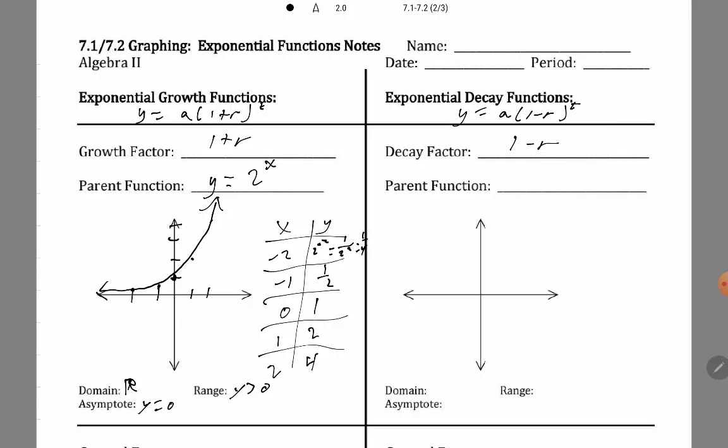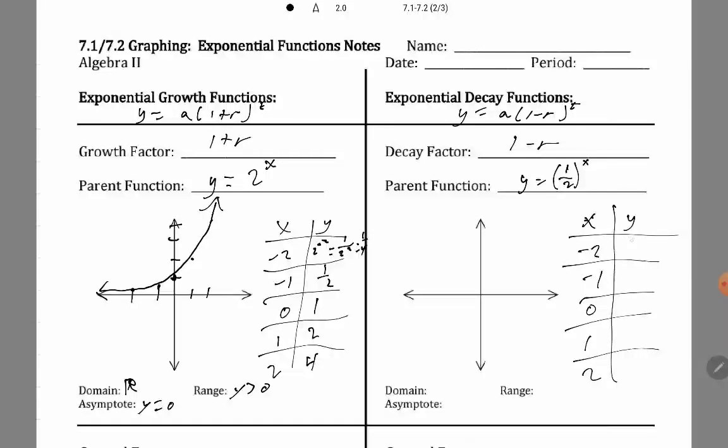So let's look at the decay factor. So this is y equals something less than 1. So we have some sort of fraction that's less than 1. So let's use 1/2. So this is 1/2 to the x power. Make our table again. x, y, -2, -1, 0, 1, 2.